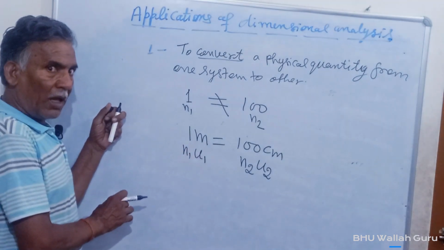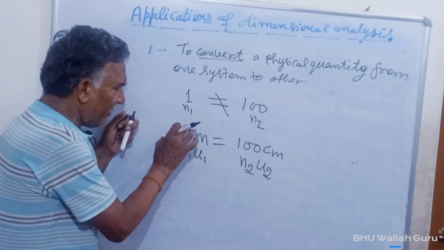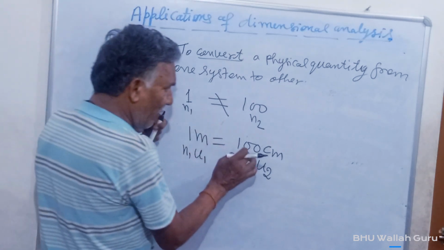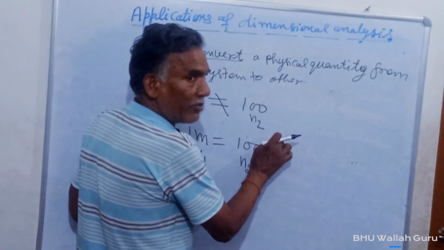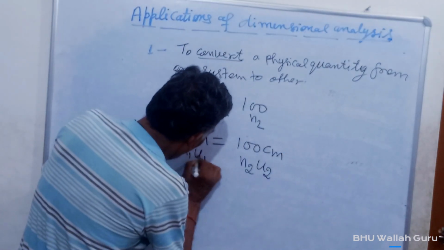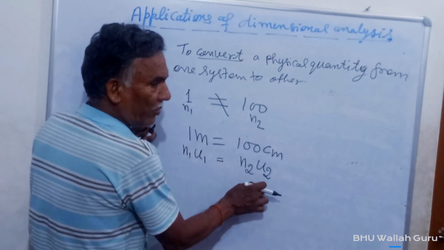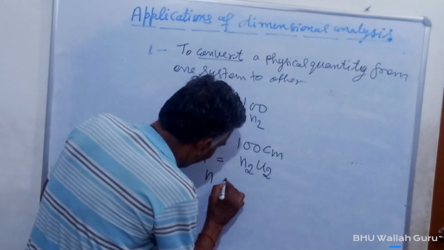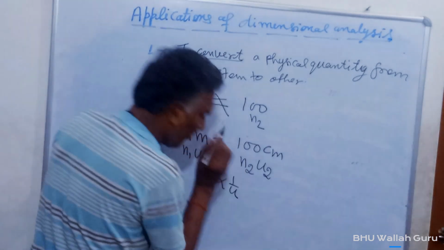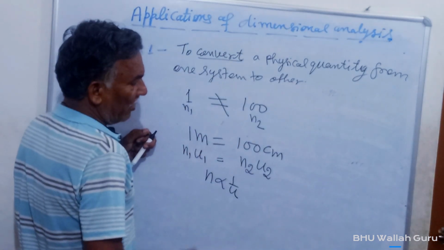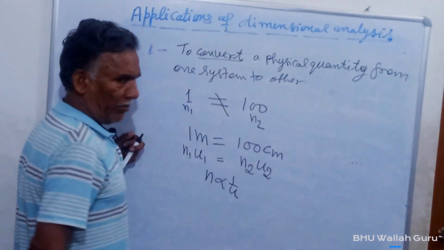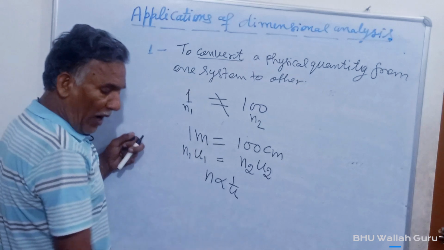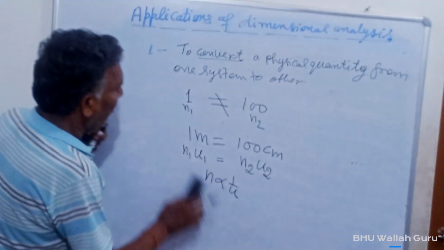Here we see that if the numerical value is small, the unit will be large. If the numerical value is large, the unit will be small. That is, n1 u1 is equal to n2 u2, so n is inversely proportional to u. Now, how does the formula develop? I hope these steps are clear. How the formula develops and how this formula is utilized.